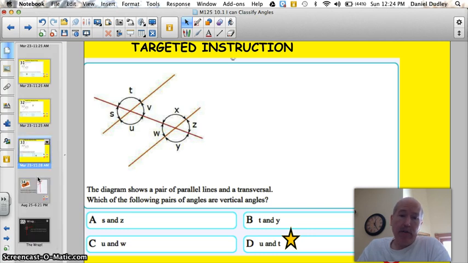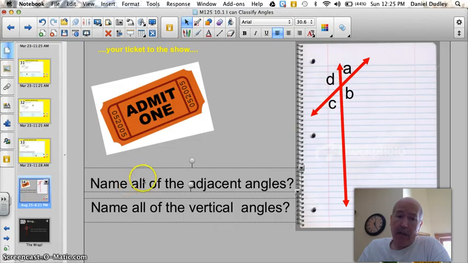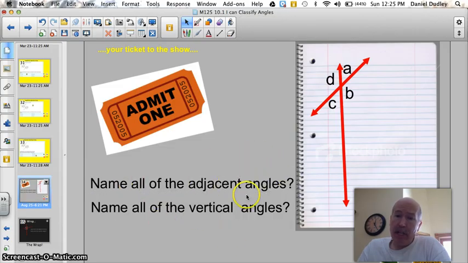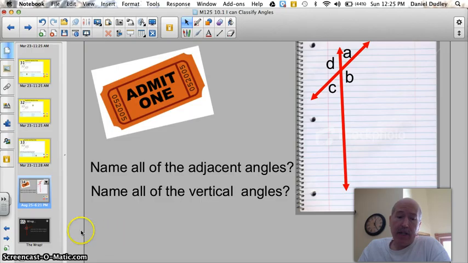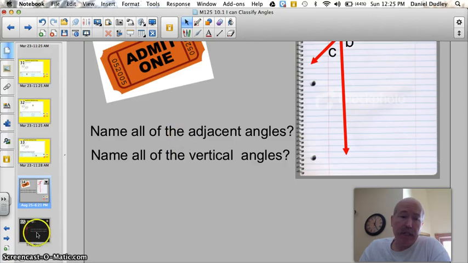We are ready for your ticket to the show. On this little diagram right here, name all the adjacent angles, name all the vertical angles. All right? I know I threw a lot at you tonight. It's a lot of vocab. I think it might suggest you watch this one again. It's a pretty easy ticket.